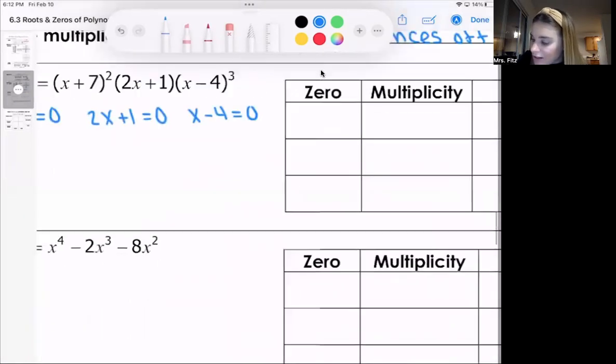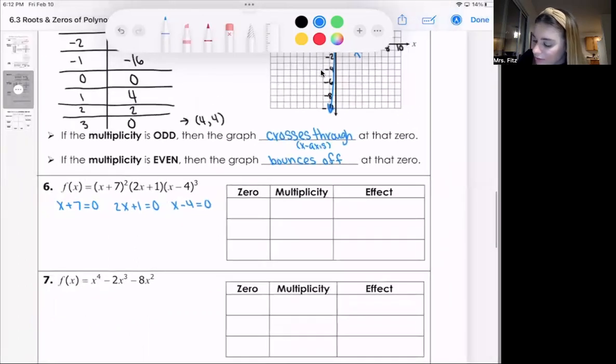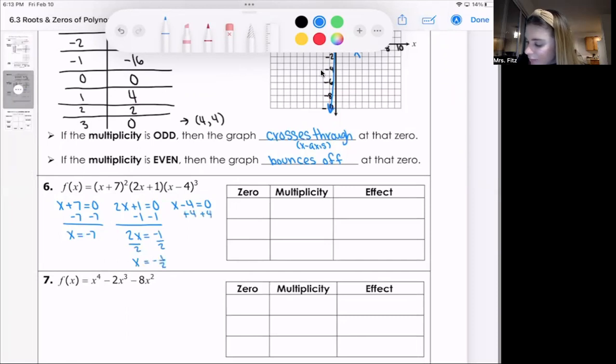We're going to subtract 7 from both sides. We get x equals -7. Subtract 1 from both sides. 2x equals -1. Divide by 2. x equals -1/2. And then we're going to add 4. We end up with x equals 4.